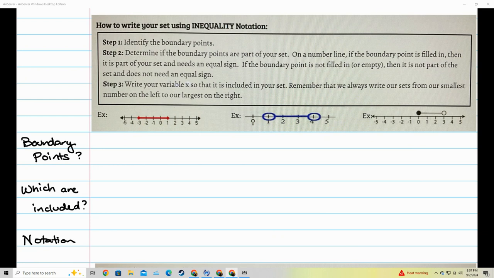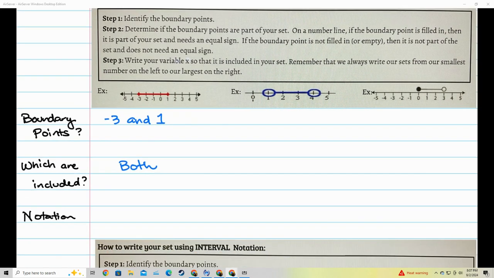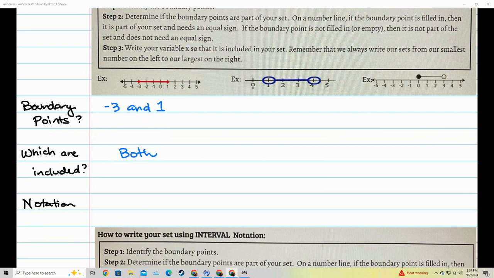So I'm going to say my boundary points are -3 and +1. Which of those are included? Well, because the -3 is filled in, then the -3 is included. And because the 1 is filled in, then it is included. So we say that both of my boundary points are included. Since they are both included, how are we going to write this? Well, remember that we have the set of all x's. All my x's are everything that's shaded in, okay? So my x's start at -3 and they end at 1. And my x's are stuck in between.